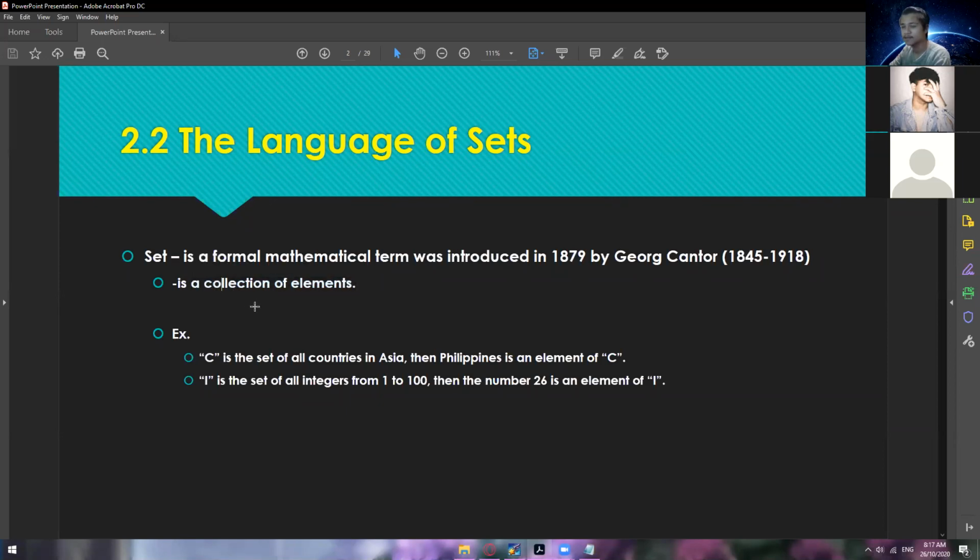Okay, so for example, C is the set of all countries in Asia. Then Philippines is an element of C. Okay, so as you can see, we only have two parts when it comes to a set: the set itself and then the elements inside of that set. So we have a set wherein we name it C and then an element Philippines under the C. Okay, so in here, the definition of our set C is the set of all countries in Asia.